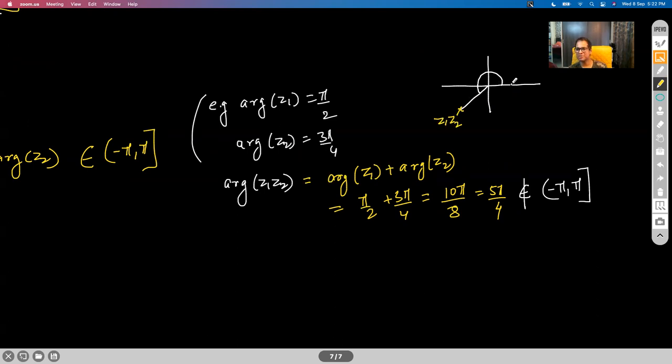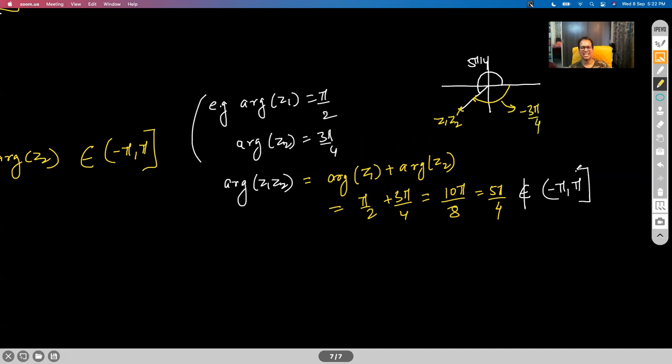Are you getting my point? You must be stating this answer. Correct. So what is this answer? That is what I want to know. What is this answer? This yellow angle. What is that yellow angle? This is 5 pi by 4. Right, the yellow angle is minus 3 pi by 4.